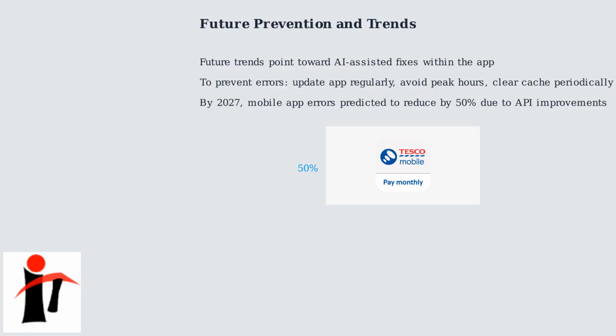By 2027, mobile app errors are predicted to reduce by 50% due to improvements in APIs. Follow these steps to minimize the likelihood of encountering error code 0 and maintain a smooth experience with the Tesco Mobile app.